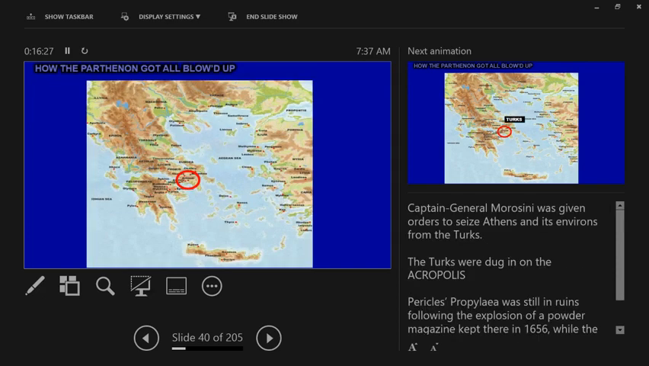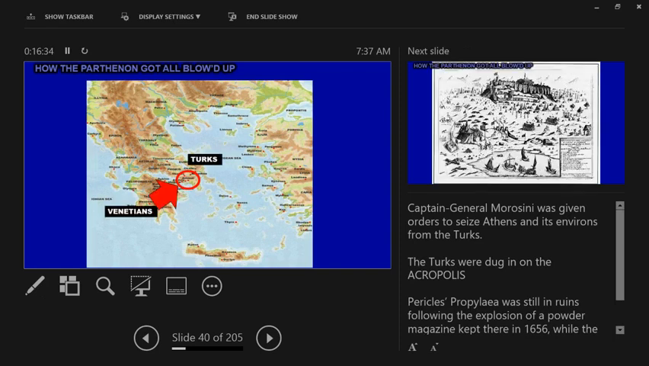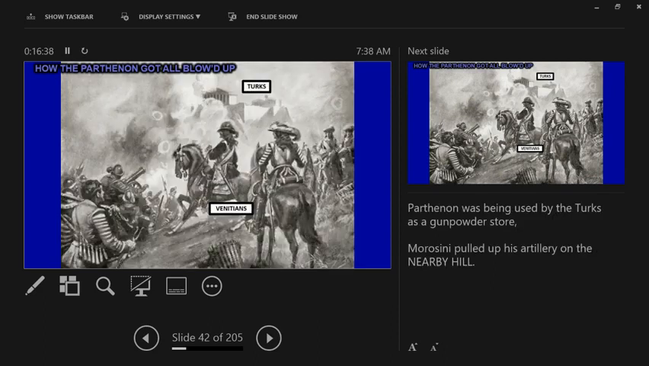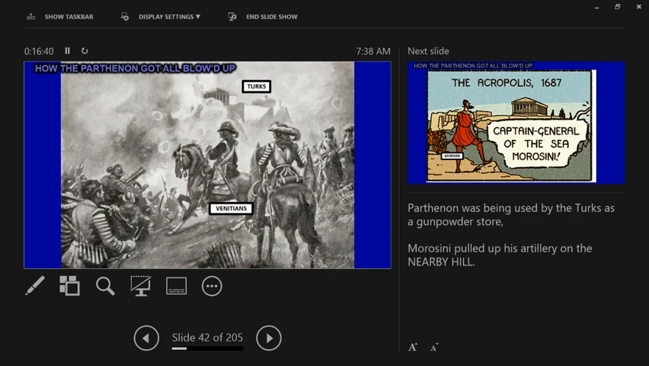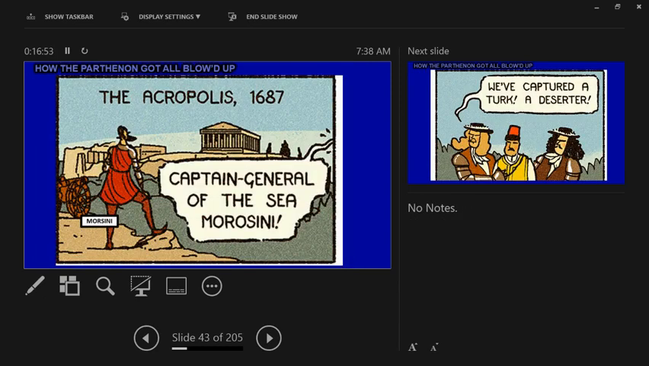And part of that war between the Venetians and the Turks takes place in Athens. In Athens, the Turks are set up on the Acropolis, and the Venetians are attacking the Turks in Athens. There's a little story here, and we're going to be looking at this guy right here, the Captain General Morosini. He's the Italian Venetian captain. He is in charge of the Venetian army.